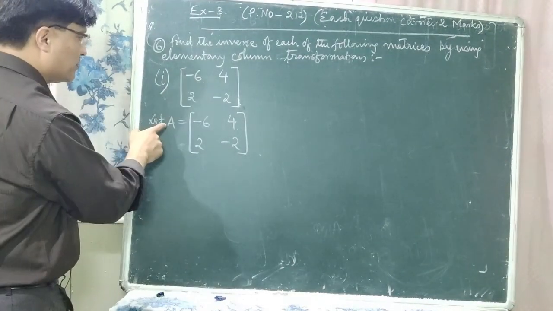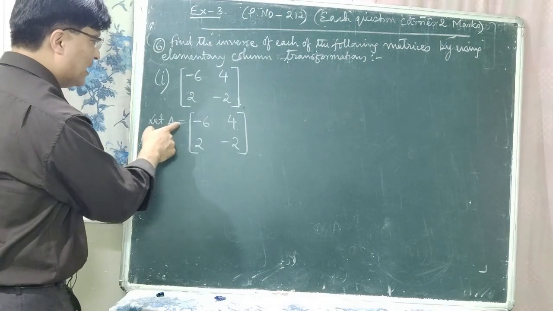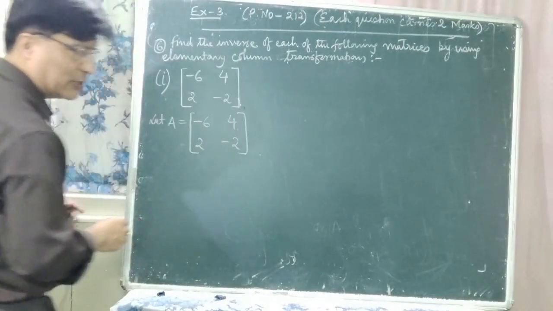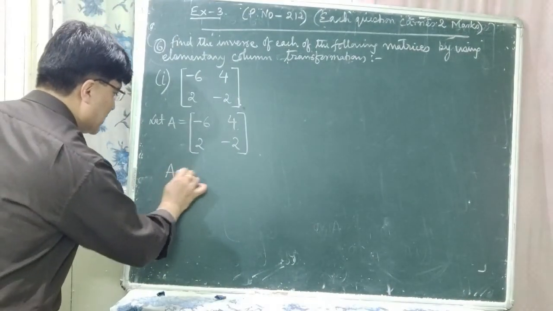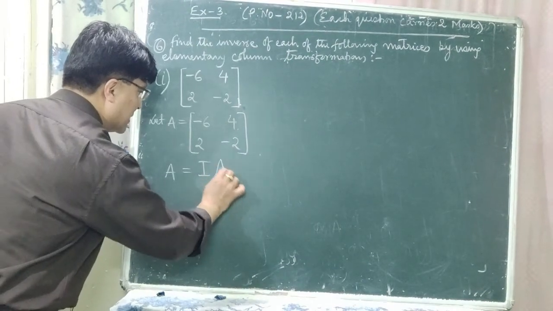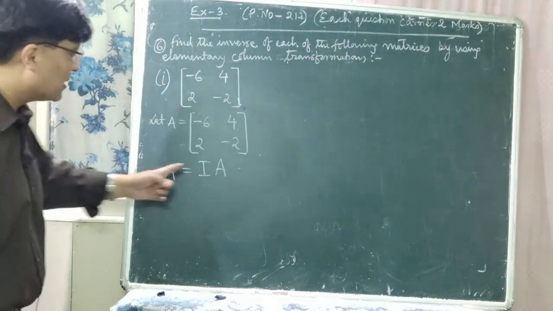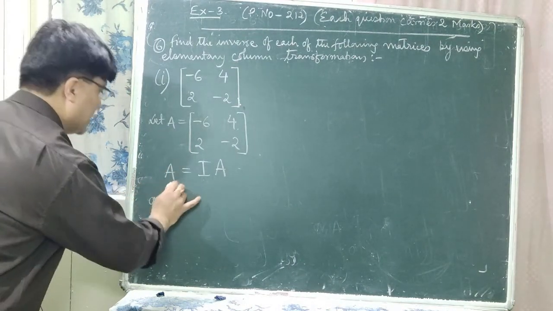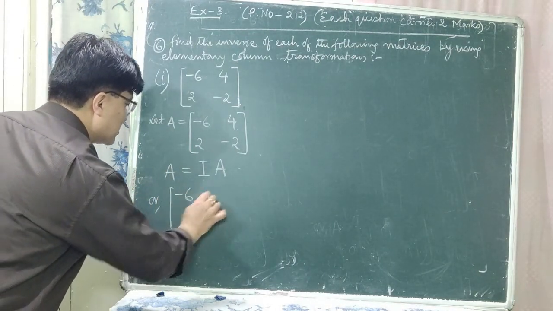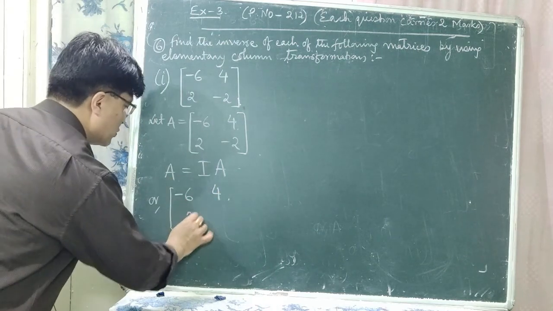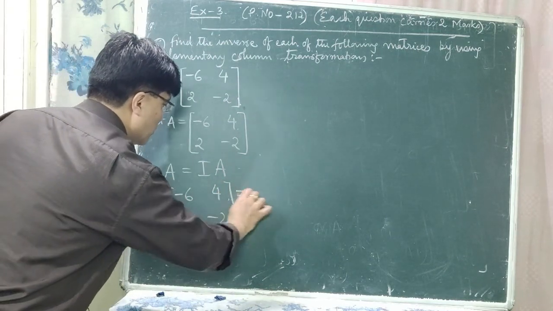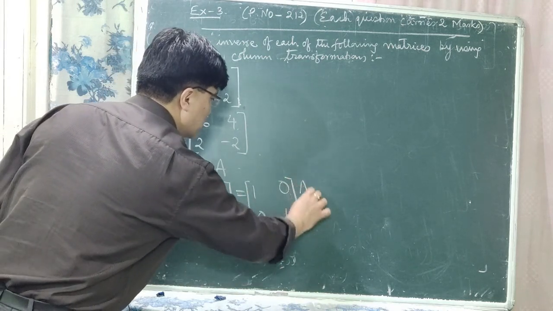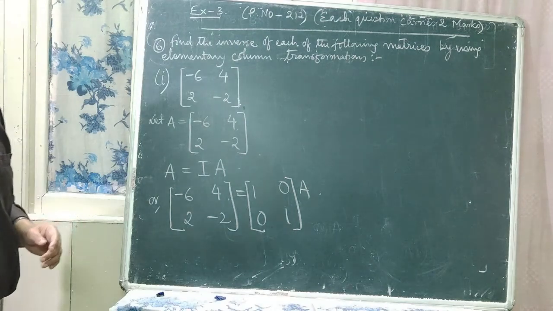Let this matrix be the matrix A. That is, A is equal to -6 4 in the first row and 2 -2 in the second row. So let us write I is equal to I dot A, because you know that I dot A is equal to A. So A is -6 4 2 -2, which is equal to I, that is 1 0 0 1, and you should write A as it is.